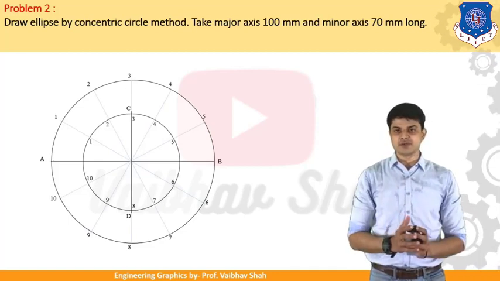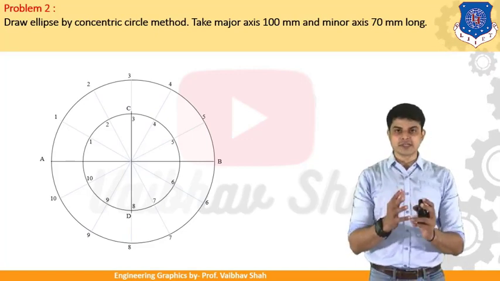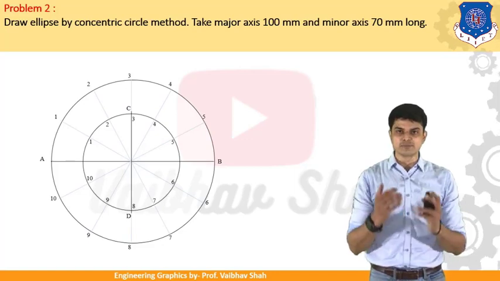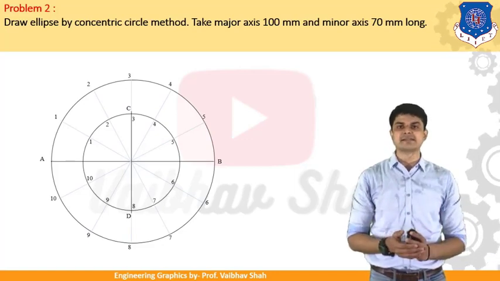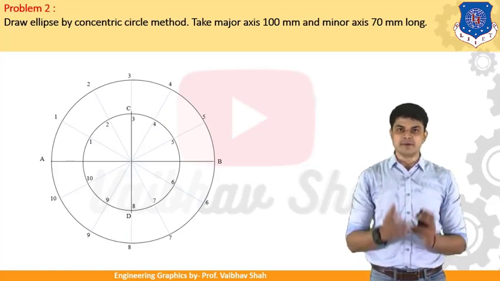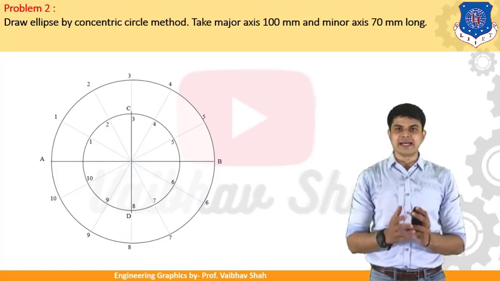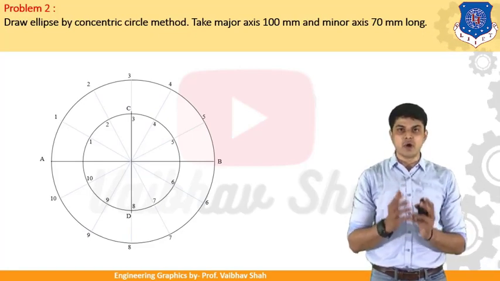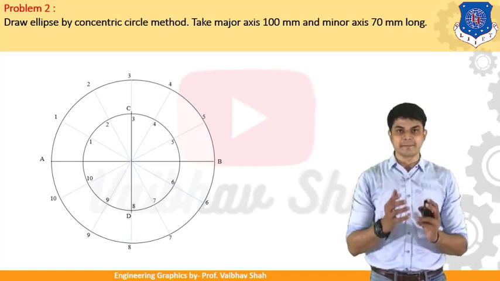Now then after, what we need to do? So here we have 2 circles. The larger diameter circle is known as the major circle and the smaller diameter circle is known as the minor circle. So always remember, we'll be trying to draw the vertical line from the points on your major circle, and we'll try to draw horizontal lines from the points on your minor circle.